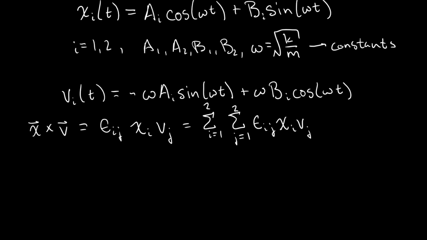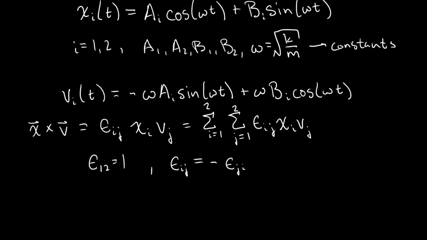Since our indices are summed over, we just suppress these summation symbols, because otherwise it all gets really messy really fast. And epsilon has this property where epsilon 1,2 is equal to 1. And if I interchange any indices, epsilon ij is equal to minus epsilon ji. So if I flip any two indices, I get a minus sign.